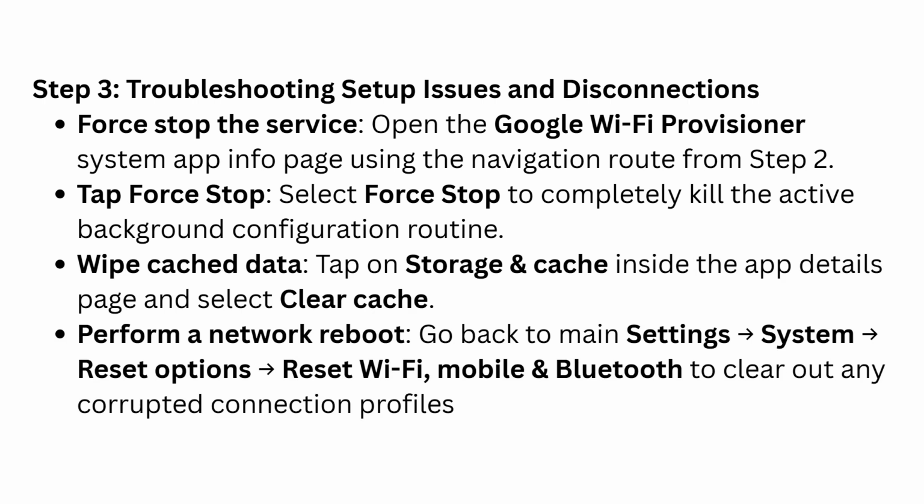Force stop the service. Open the Google Wi-Fi provisioner system app info page using the navigation route from step 2. Tap Force Stop. Select Force Stop to completely kill the active background configuration routine. Wipe cached data. Tap on Storage and Cache inside the app details page and select Clear Cache.